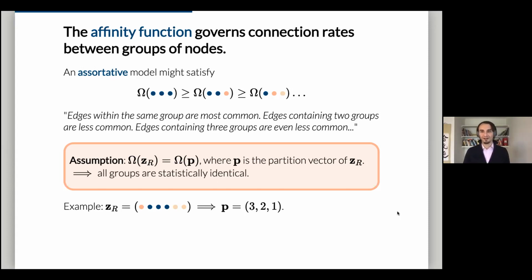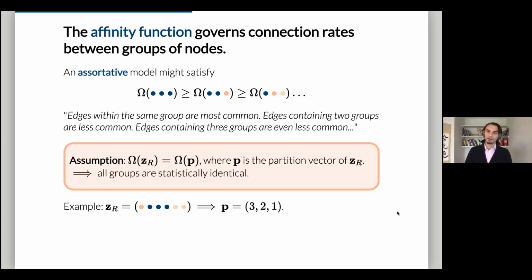Here's an example of computing the partition. I take a label vector z sub r. It's on an edge of size 6, and I see that there is 1 pink node, 3 blue nodes, and 2 yellow nodes. I forget what the actual colors are. I just remember that I saw 3 of one, 2 of another, and 1 finally of the third group. So I forget exactly what the colors are. I just remember the sizes of the groups involved.